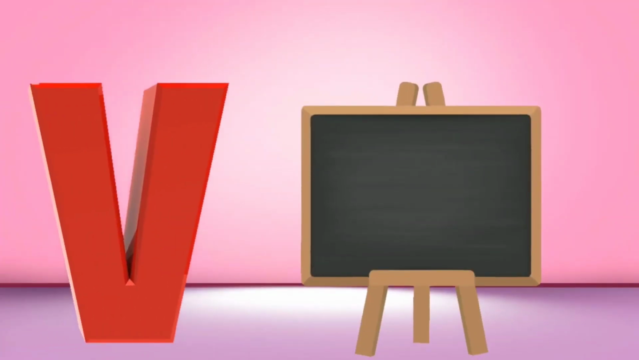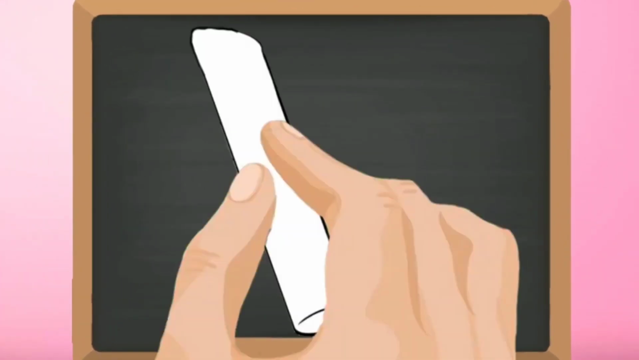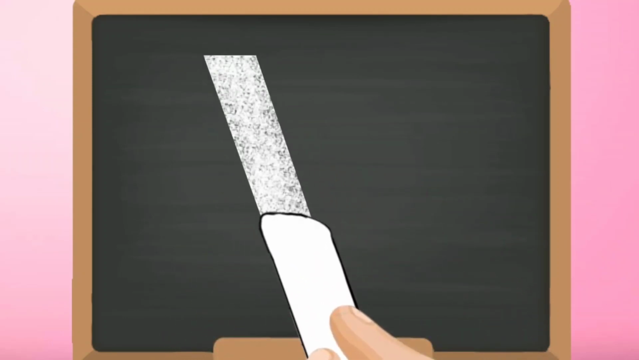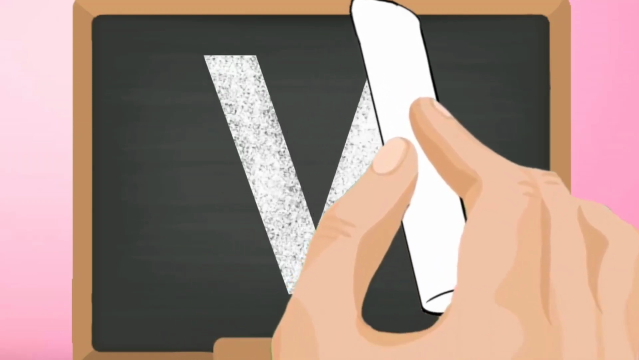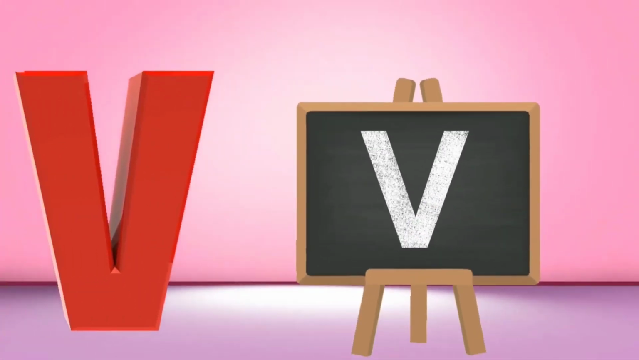V. Capital V. Start from the top and draw a slanting line down to the right and then make a slanting line up to the right. Capital V.